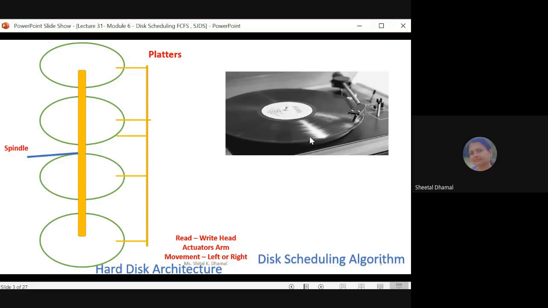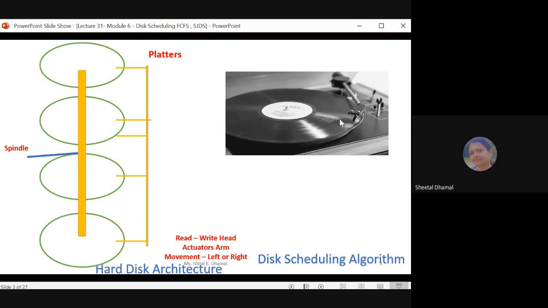And now for playing that song, this is the actuator arm and this is the read write head. By using the read write head, it reads the song which is saved on this platter. By changing the position, this read write head or actuator arm can move in the left direction or in the right direction.